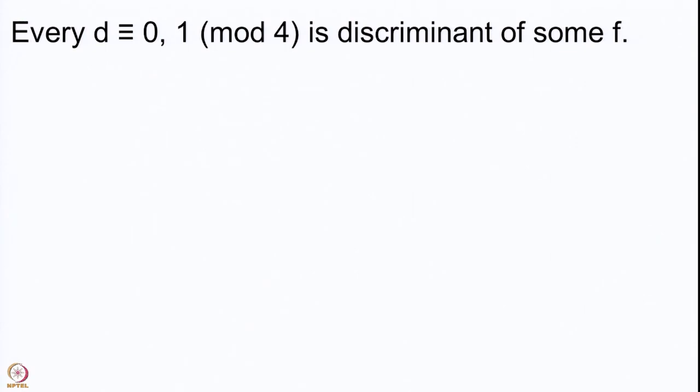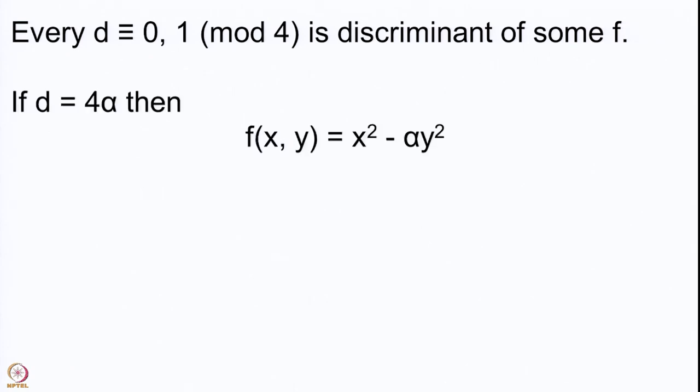Now, how do the elements which are 0 mod 4 look like? These are multiples of 4, and the elements which are 1 mod 4 look like multiples of 4 plus 1. So starting with these expressions, we will prove that every D which is 0 or 1 modulo 4 is the discriminant of some form f. So the answer is in front of you. When you have D equal to 4 alpha, where alpha is some integer, then f(x,y) equal to x squared minus alpha y squared will give you the discriminant equal to D.